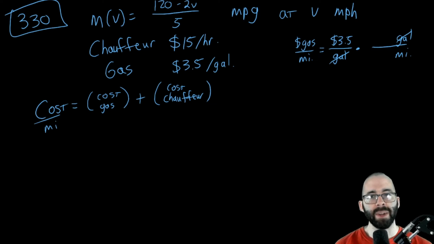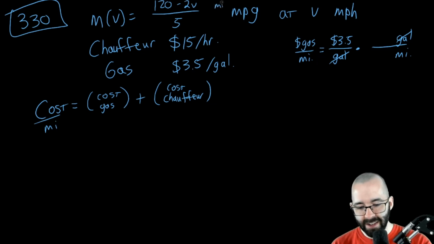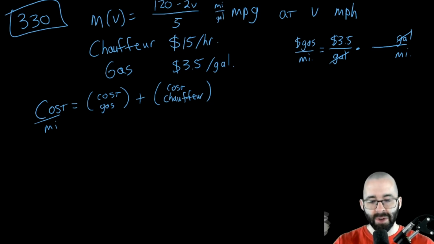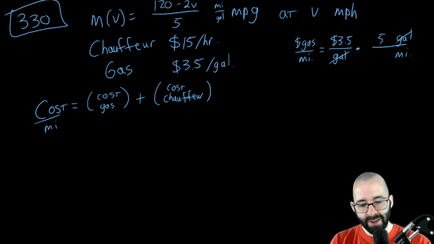Yeah, so this is what we need. The function on the top gives us the equation for miles per gallon. But to get the cost of gas per mile, we need it in the right form. On the top is miles per gallon. We want gallons per mile. Well, miles per gallon and gallons per mile are just reciprocals of each other. It's going to be 5 over 120 minus 2V.